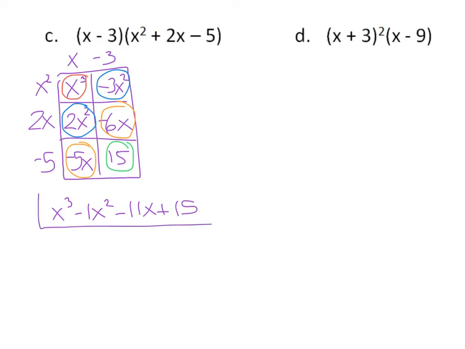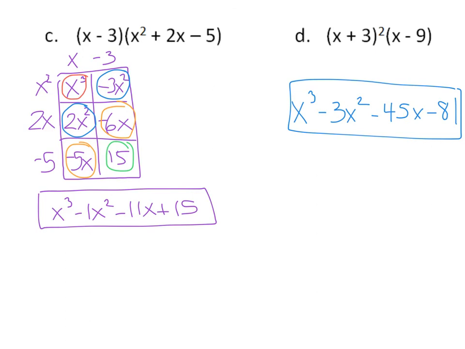So we have multiplied the binomial times the trinomial. Go ahead and try D and then check back to see how you did. Okay, so you should have got this answer here.